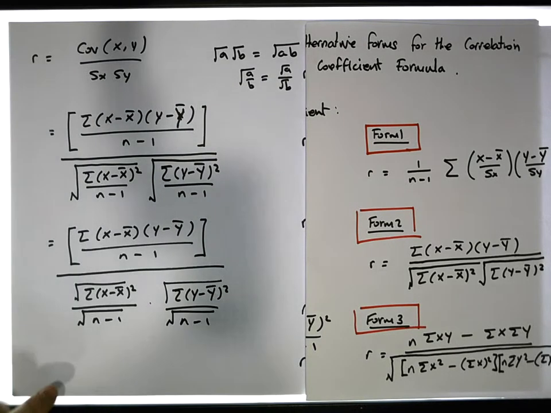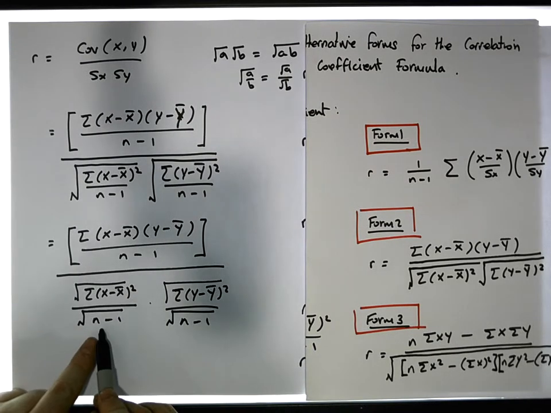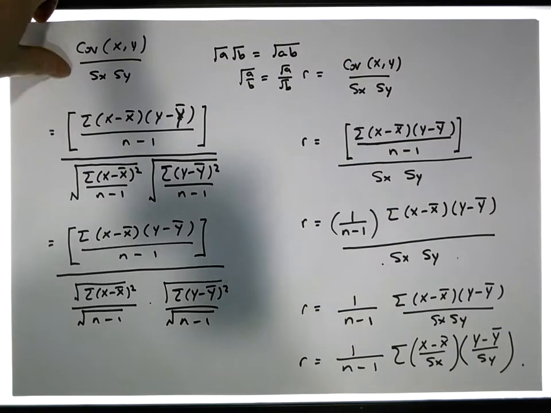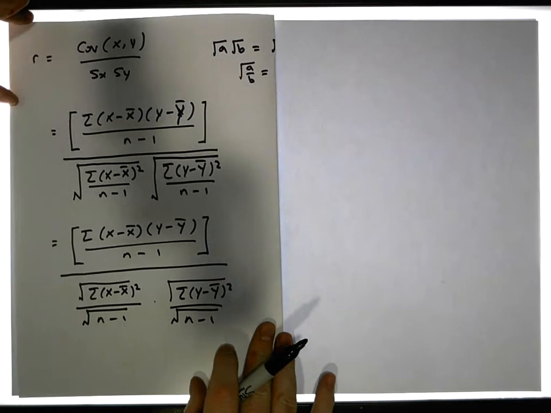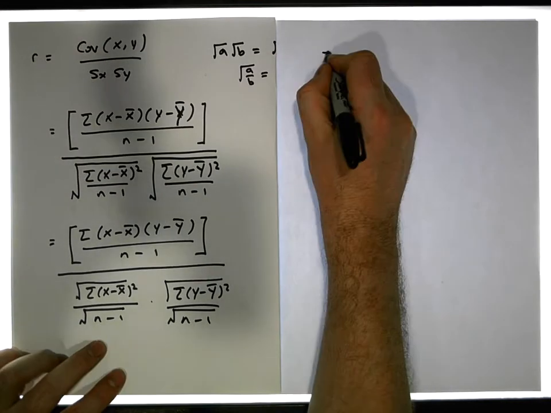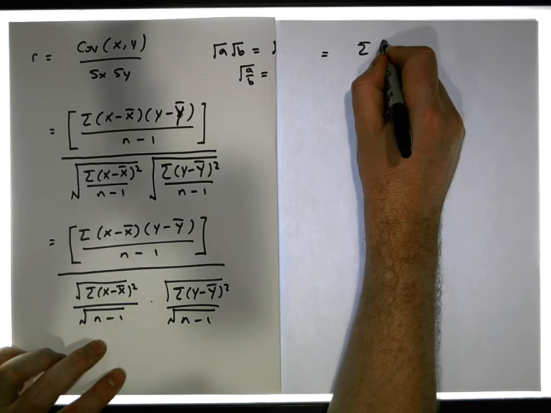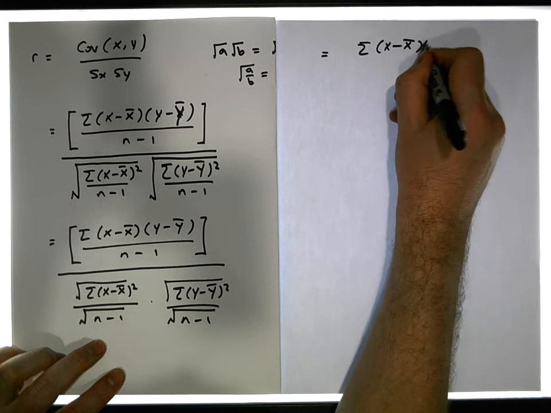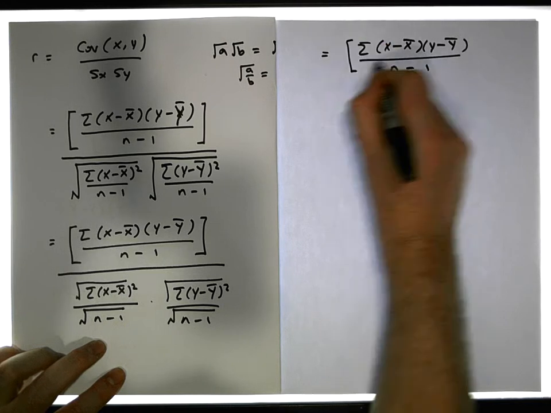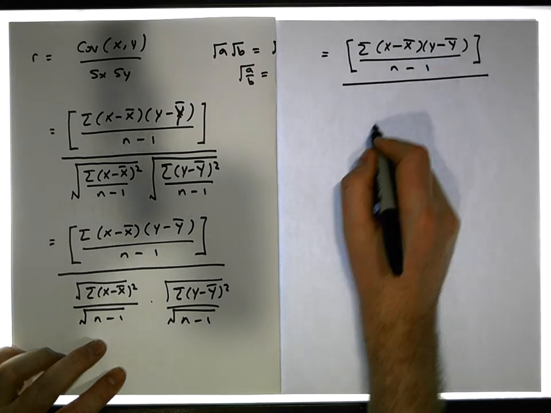Now look what we have here. We have the square root of n minus 1 times the square root of n minus 1, which gives us n minus 1. So what's happening here is that this particular part of the formula is actually starting to reduce down. Now the numerator, which is the sum of the x's minus the x bars times the y's minus the y bars over n minus 1, is actually being divided by a fraction.